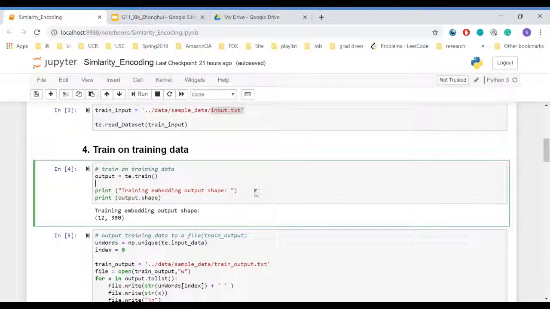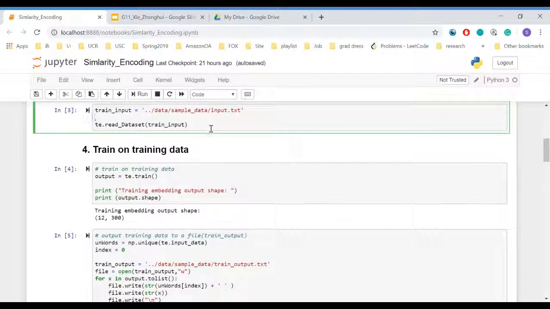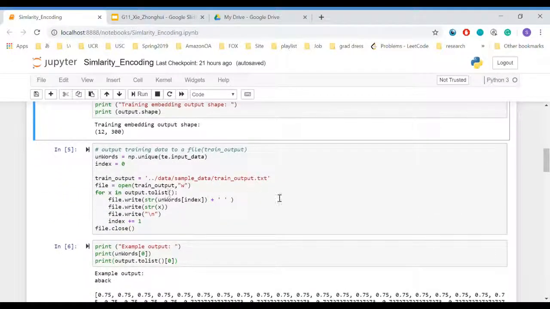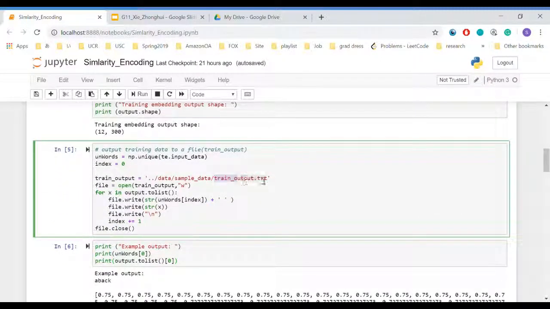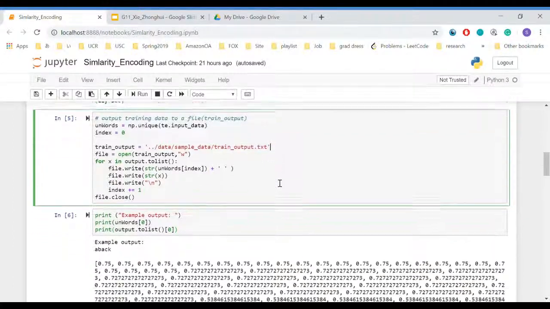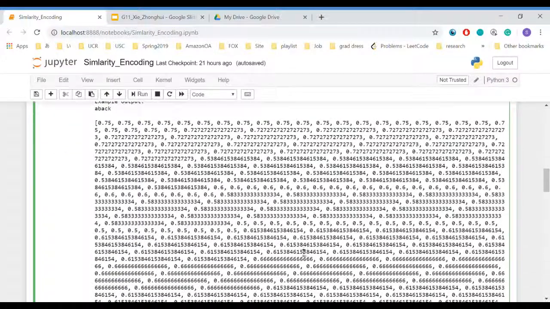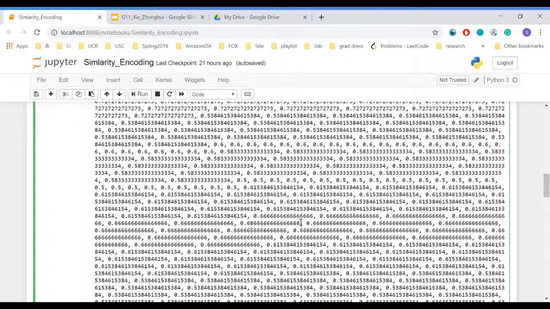By calling train, we will train the model using the previously read dataset. Since the input.txt file contains 12 words, and our embedding size is 300, the embedding output shape is 12 by 300. Then we write our output to a train output.txt file. And here is a sample of the embedding output. The word is a bag, and then the embedded vector right here is in a dimension of 300.